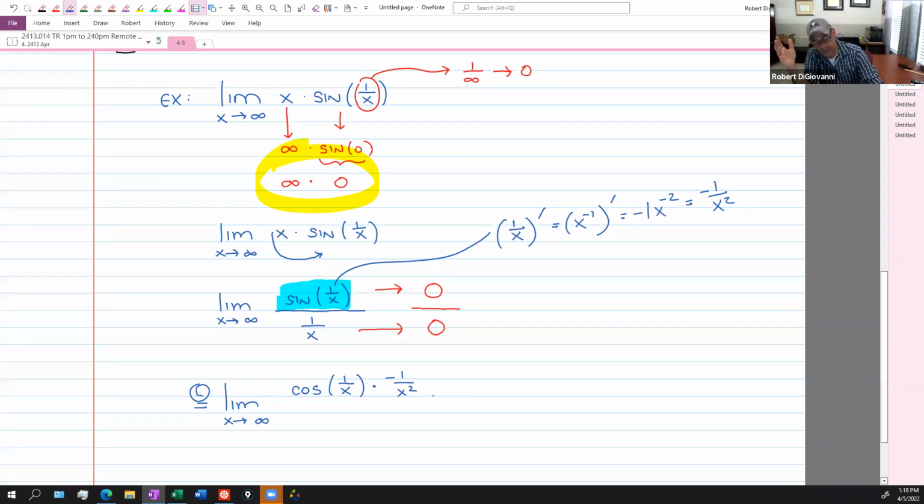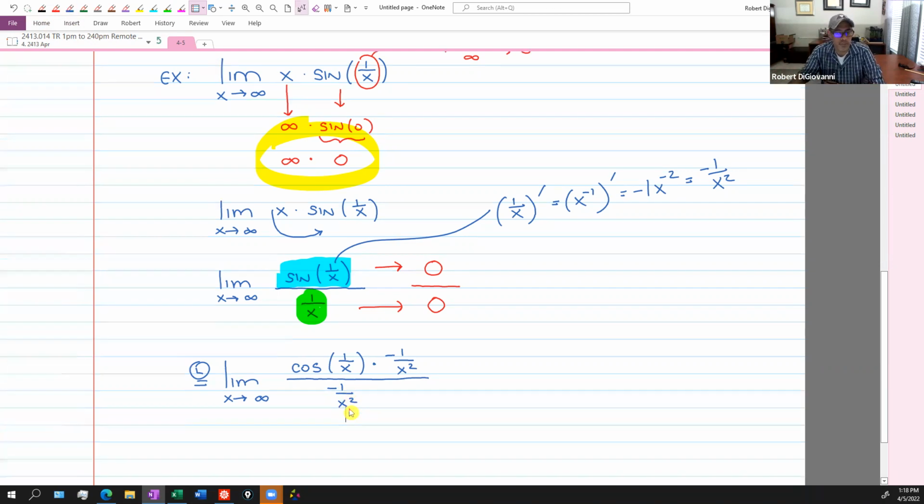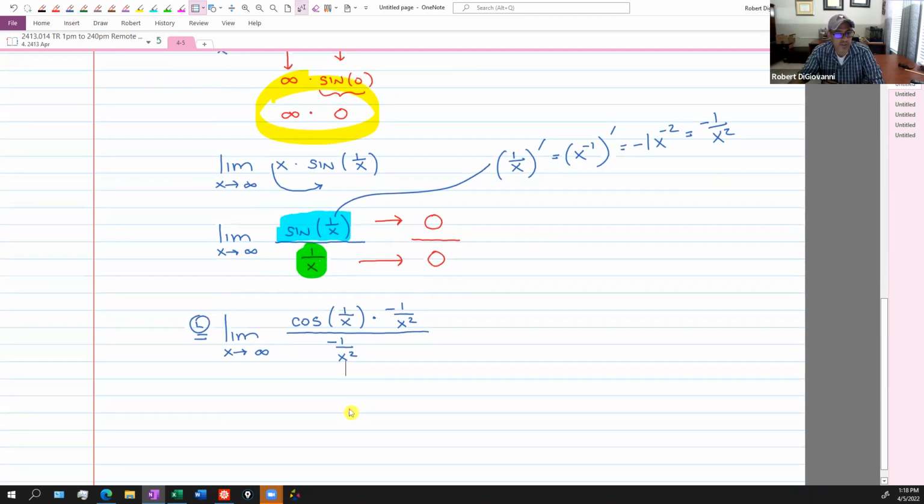Okay, I'm done with the derivative on top. Now I take the derivative of the bottom, which is the green. So I take the derivative of 1 over x. Didn't I just take the derivative of 1 over x a second ago? So I already know that answer is going to be -1 over x squared again. And do y'all see what happens? Those cancel, don't they?